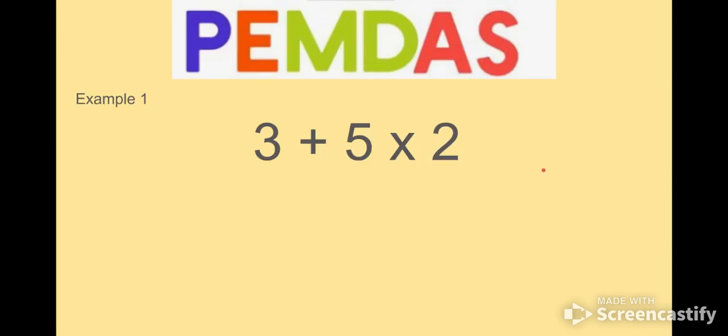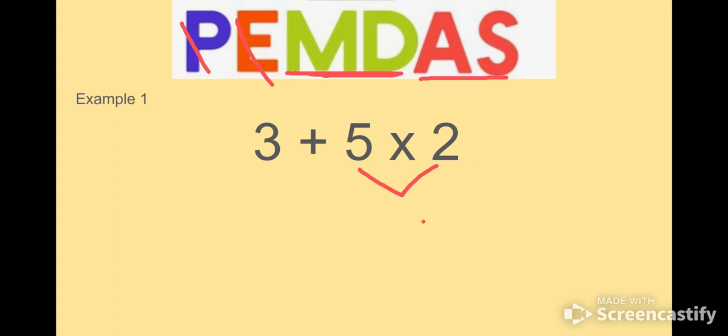In our first example, and I put the order up at top, parentheses, exponents, multiplication or division, whatever comes first. That's why they're both in the same color. And then addition or subtraction, whatever comes first, left to right. So in this example here, we don't have parentheses. We don't have exponents. Do we have multiplication or division? Yes, we have multiplication. So we need to do the multiplication first.